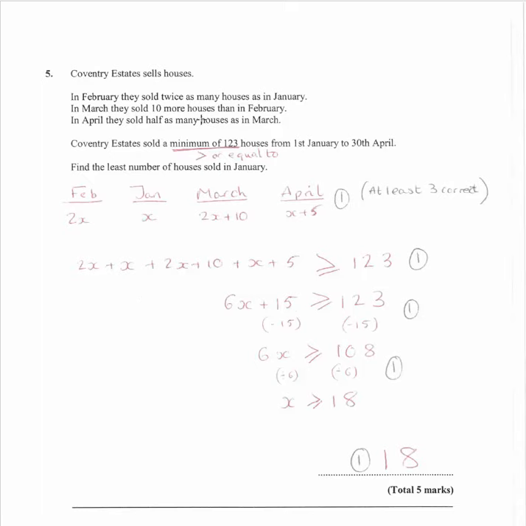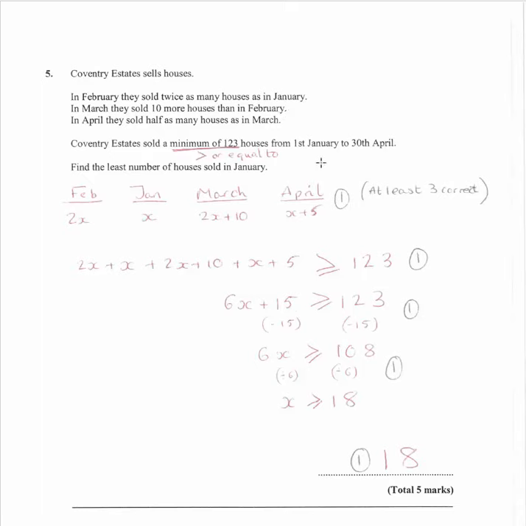If you couldn't use algebra, you could say, okay, let's see if they did 20 in January. Pick a number. If it was 20 in January, then February would be twice as much. That would be 40. March would be 10 more houses than that, so that would be 50. And in April, they sold half as many houses as in March, so that would be 25. And you could add it up and see if it came to 123. And depending on whether it was more or less, you could just tweak it and change the value for January. If you couldn't think of anything else to do, that would work, but it would be a bit slow.